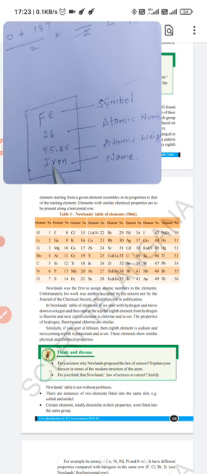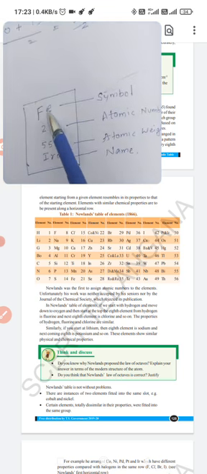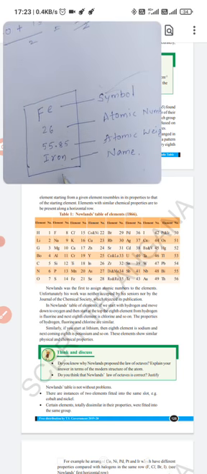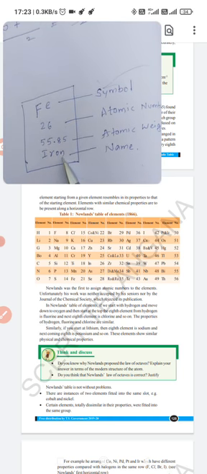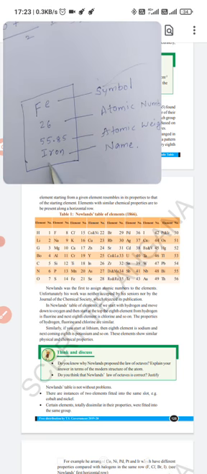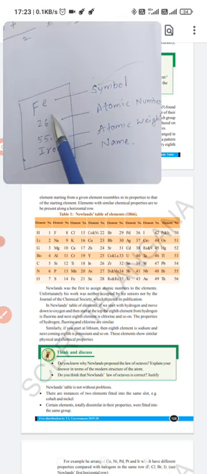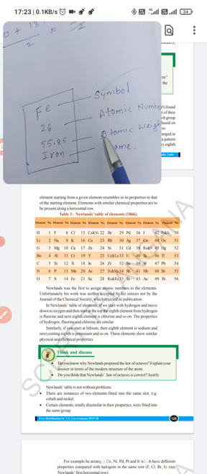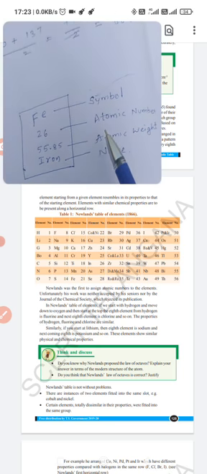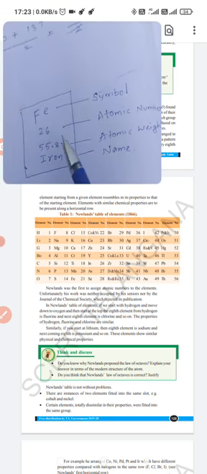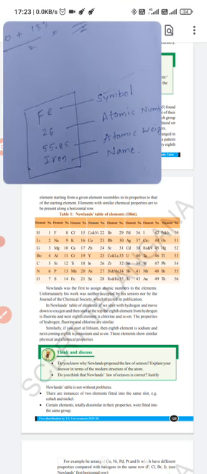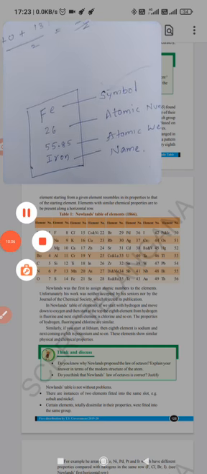What is the symbol here? This Fe is the symbol of the element iron. The name is given here. So we have iron, atomic weight, atomic number, and symbol. Okay, this is about atomic weight and atomic number.